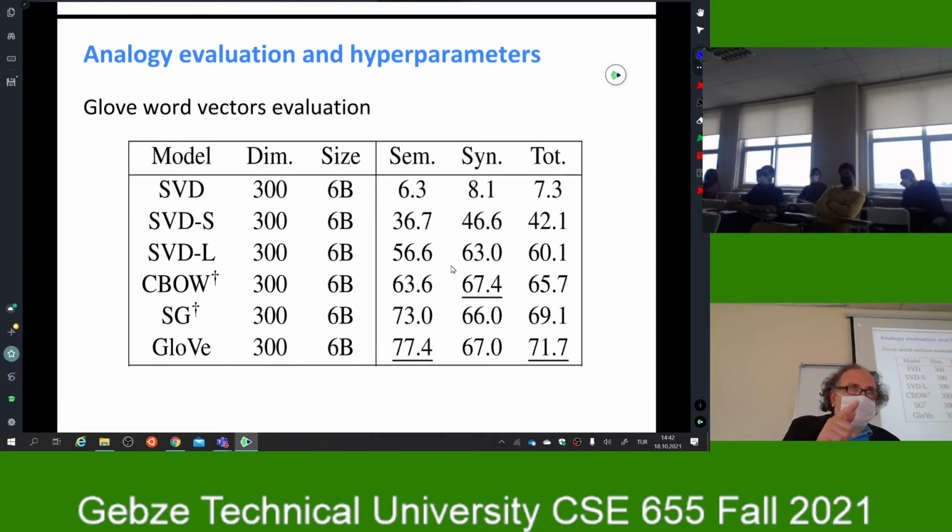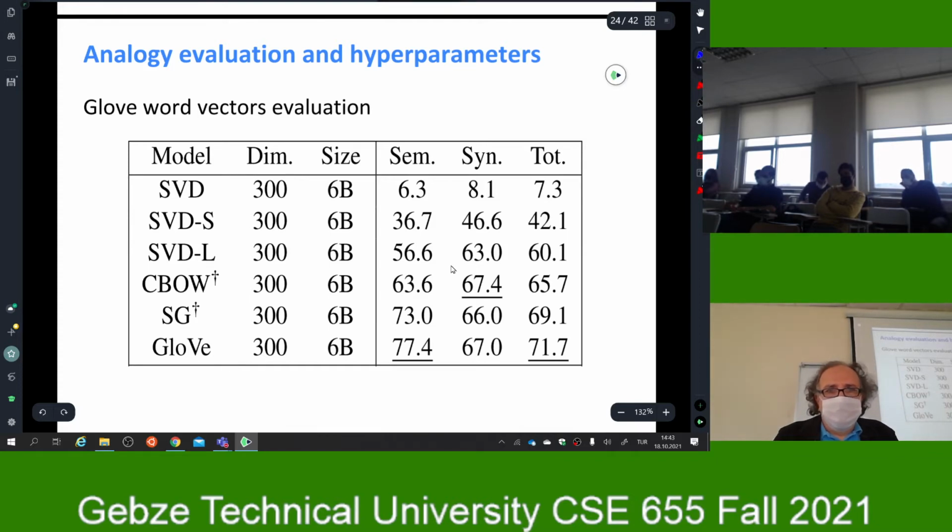One of them was taking the center word and trying to estimate the context word. The other one takes the context word and tries to estimate the center word. Okay, and again we have GloVe. The dimension of the vectors is 300. Size of the data is 6, billion words. So this one shows semantic similarity, syntactic similarity, and total.